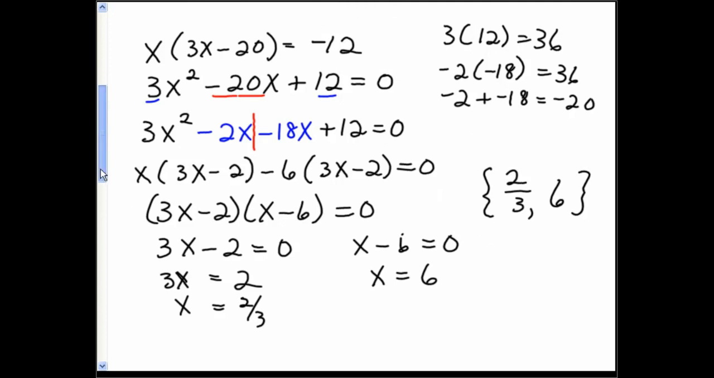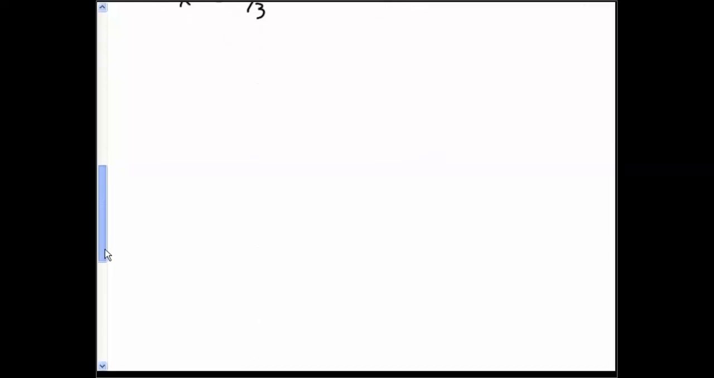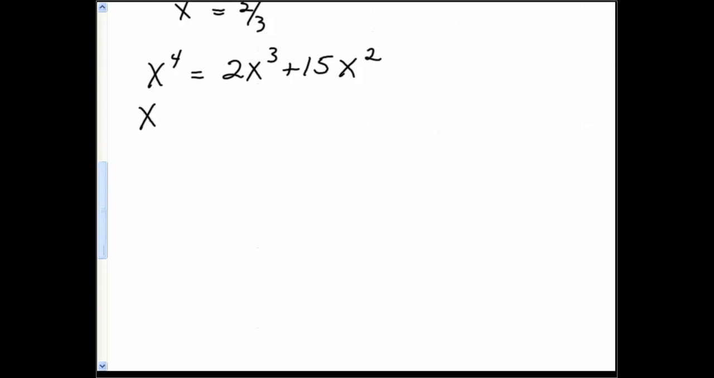All right, the last example will be x to the 4th equals 2x to the 3rd plus 15x squared. Now again, this needs to be set equal to 0, and I want to keep my first term positive, so I'm going to move the 2x to the 3rd over, so it will become negative. Then I'll move the 15x squared over to the other side of the equation, and it will become negative.